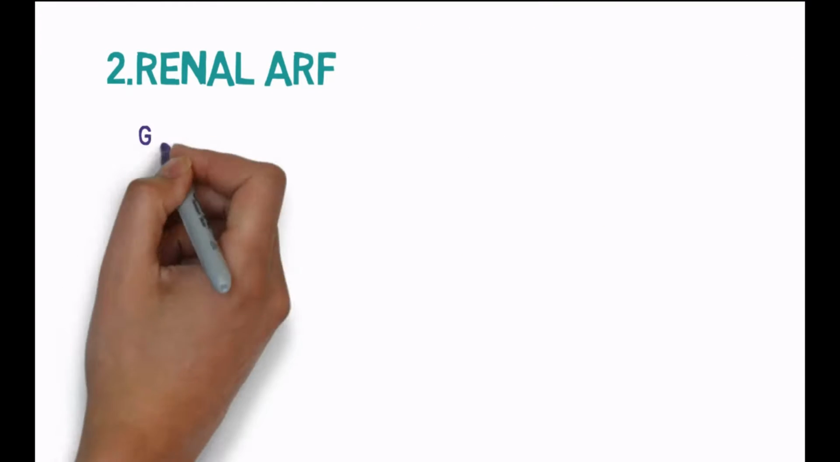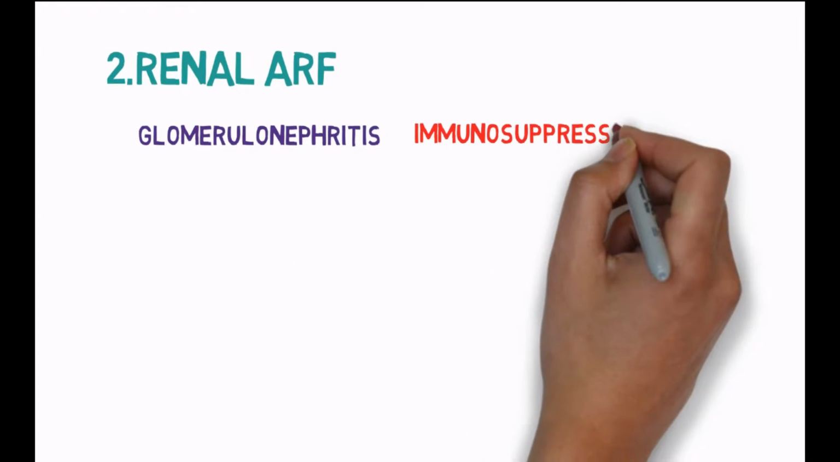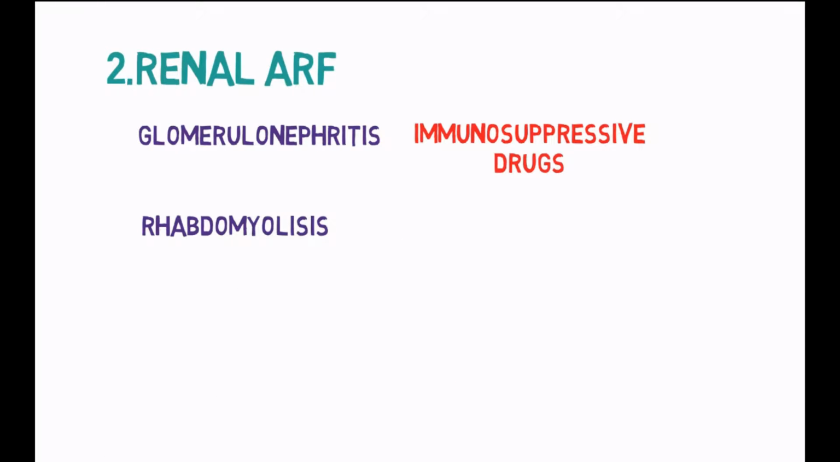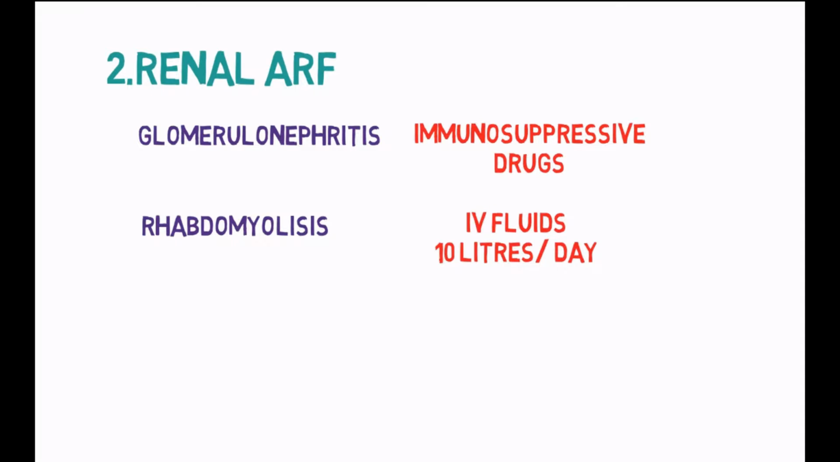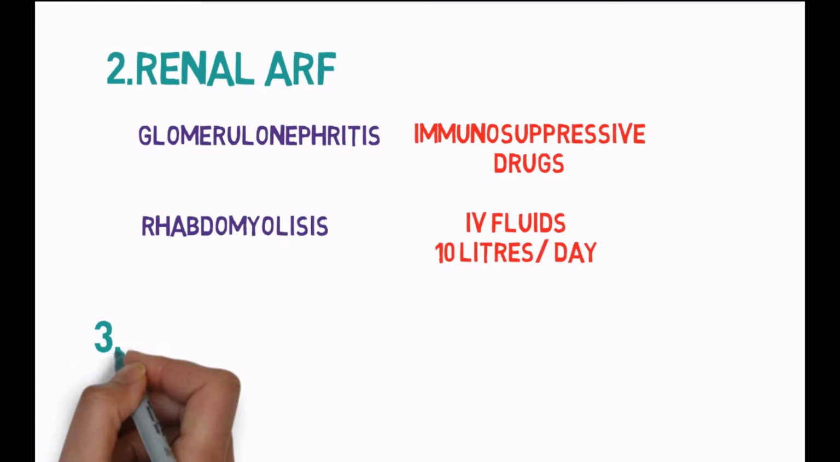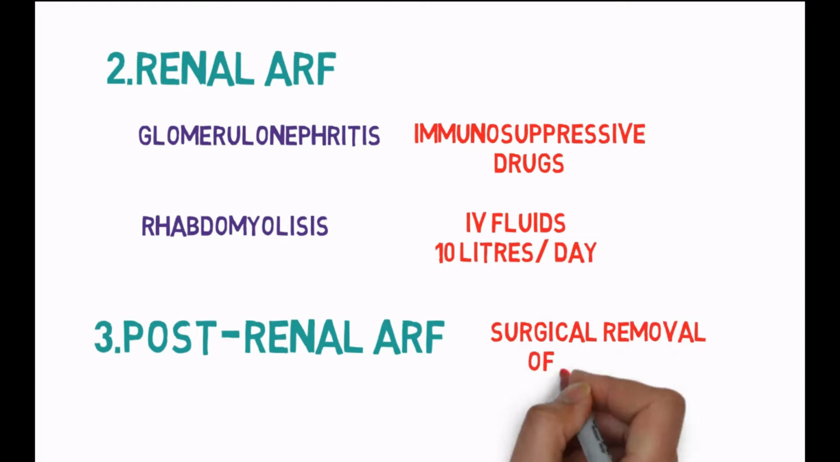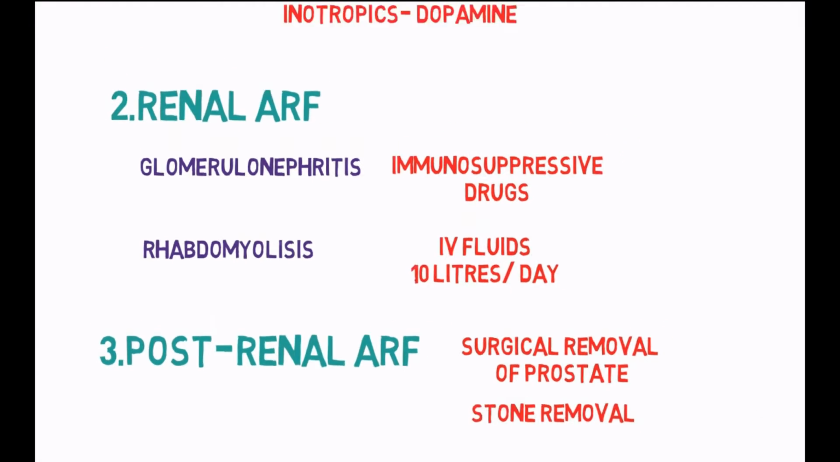Renal ARF. Glomerulonephritis is mainly managed by immunosuppressive drugs and corticosteroids. Rhabdomyolysis is managed by IV fluids in a magnitude of 10 liters per day. The treatment of post-renal acute renal failure is simple, as it involves the removal of obstruction in the form of surgical removal of the prostate, known as prostatectomy, or stone removal.